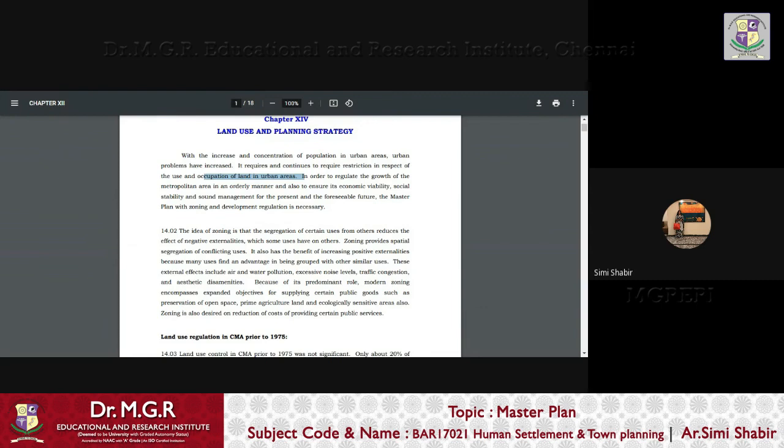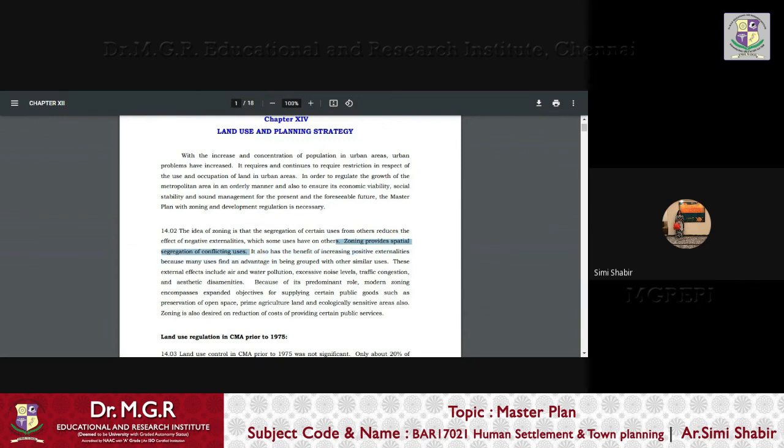So, in order to regulate the growth of the metropolitan area in an orderly manner and to ensure its economic viability, social stability, and sound management for the present and the foreseeable future, the master plan with zoning and development regulation is necessary. So the idea of zoning is that the segregation of certain uses from others reduces the effect of negative externalities which some uses have on others. Zoning provides spatial segregation of conflicting uses.